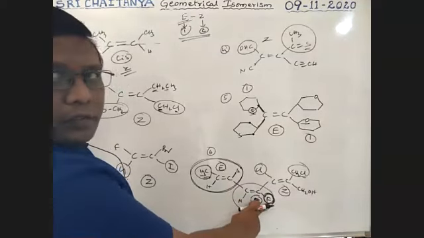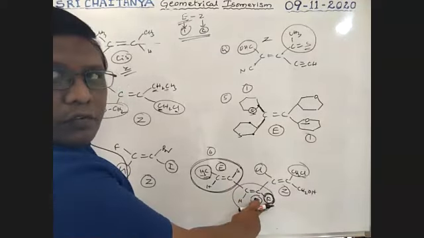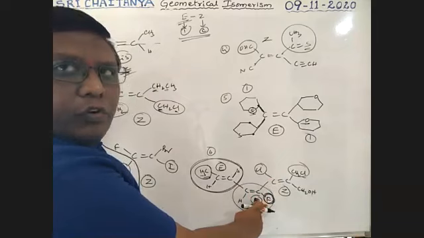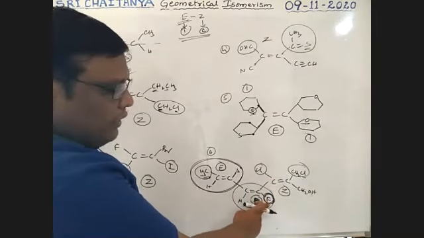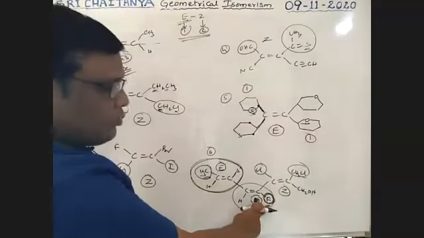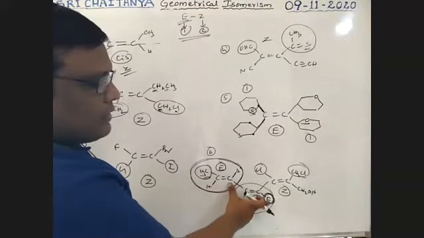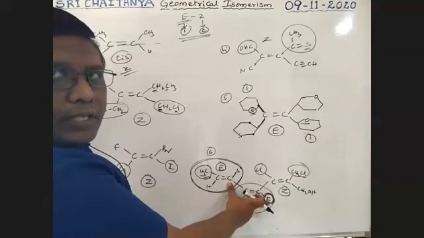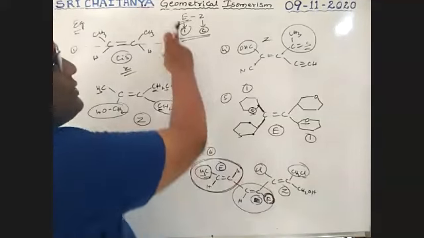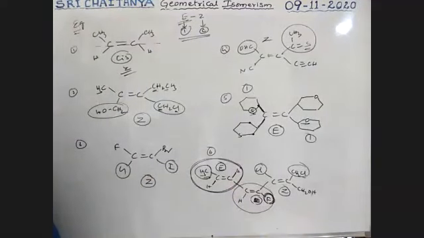It is a fluorine. Fluorine has a higher atomic number than carbon. Therefore, among carbon and fluorine, fluorine has more priority. Between carbon and hydrogen, carbon has more priority. So the bulky groups are on opposite sides. Therefore, trans is nothing but E.